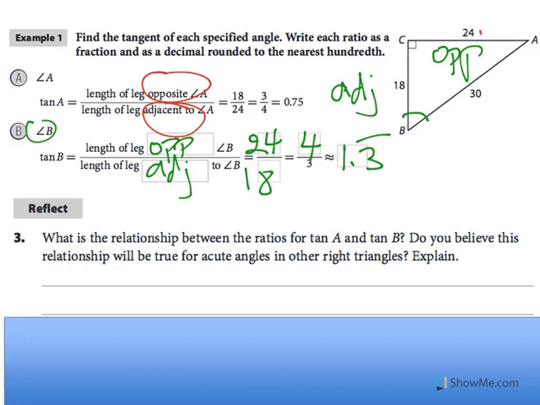What is the relationship between the ratio of tangent of angle A and tangent of angle B? The relationship is that they are the reciprocal of each other. So we can say that tangent of angle A is the same as 1 over tangent of angle B. Do you believe this relationship will be true for acute angles in other right triangles? The answer is yes, because we're switching the opposite and the adjacent.